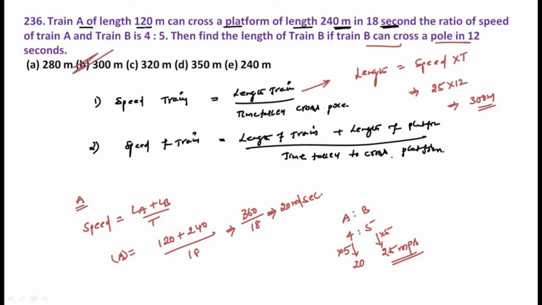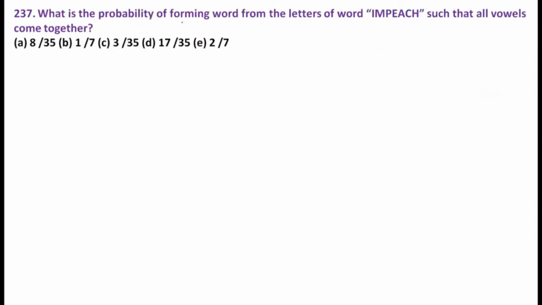This completely depends on the concept. If you are good at the concept and the approach, you just learn approaches and calculations. What is the probability of forming a word from the letters of the given word such that all the vowels come together? First of all, how many letters are there in the word? The total number of letters is 7. The total number of arrangements is exactly equal to 7 factorial. Why? Because all are different letters. 7 letters can be arranged in 7 factorial ways. Now the question.